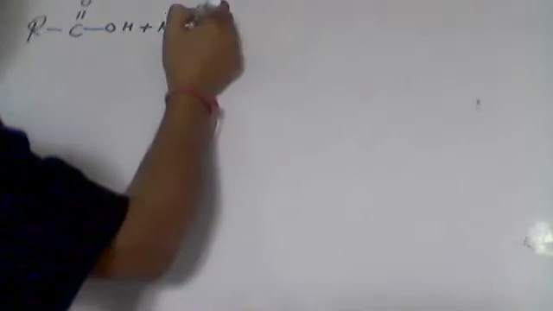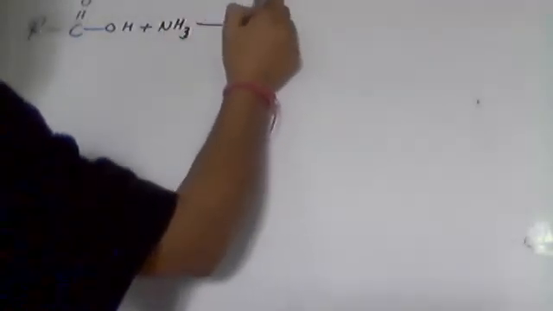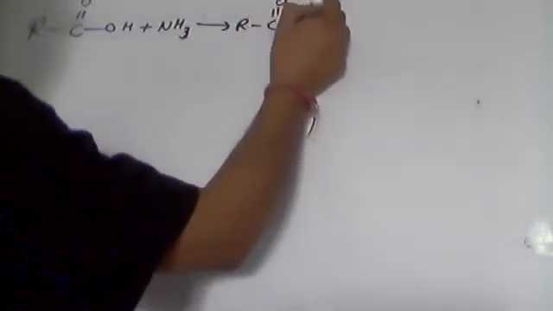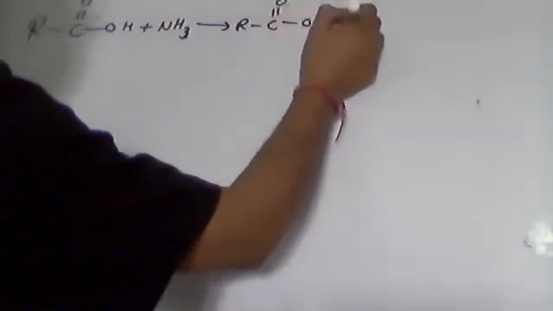Just see the reaction here. We have done this one yesterday. R, C, double bond O and OH. It is carboxylic acid. We are going to react this one with ammonia, NH3. So they will combine to make the salt, RC double bond O, ONH4. It is negative here, positive here.